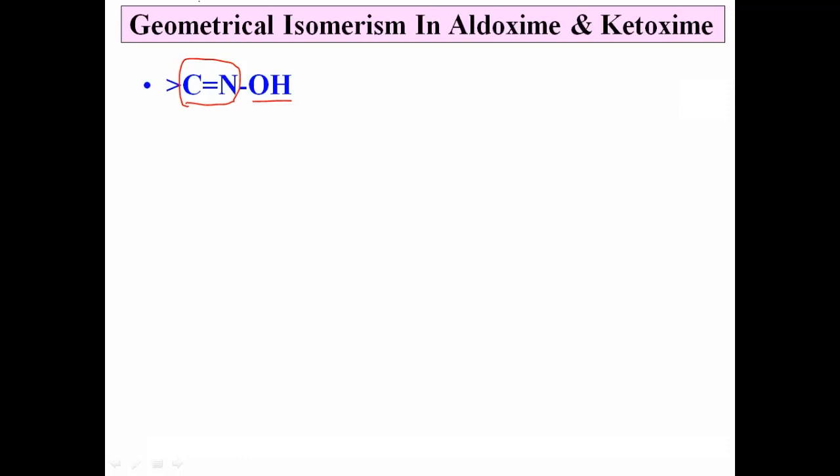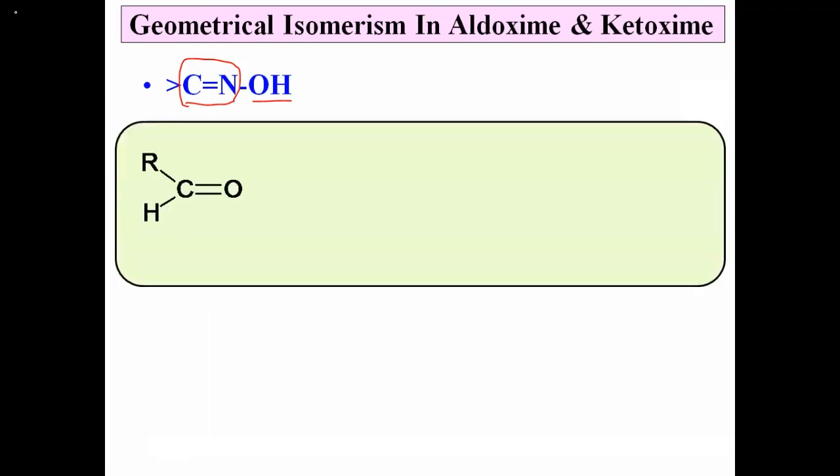For example, oxime. First, we will see what is actually meant by oxime. Consider an example. This is RCHO, the general representation of an aldehyde. Suppose this aldehyde is treated with hydroxylamine. What happens? These two molecules undergo condensation. Here that oxygen and these two hydrogen atoms form H2O as a byproduct, and there is a formation of a double bond between this carbon and nitrogen.